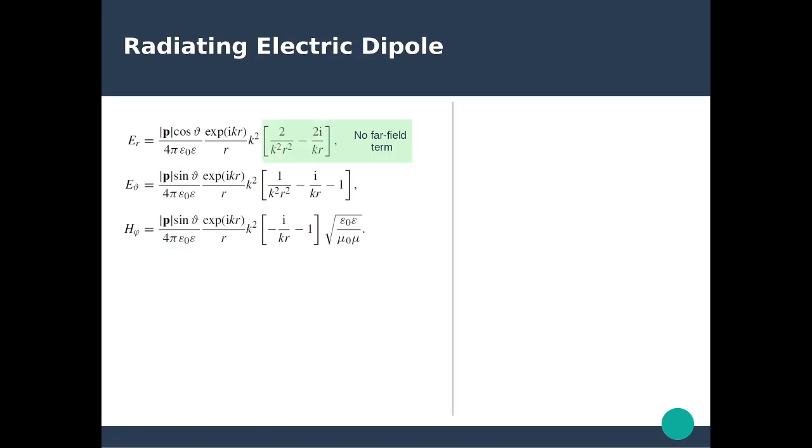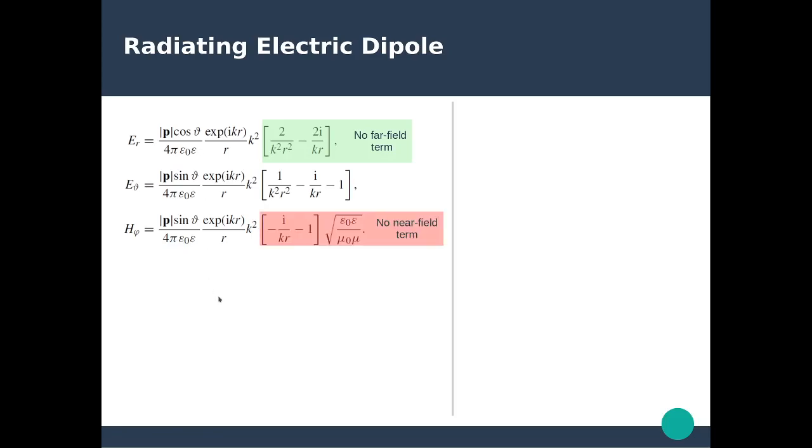So the first one, if you focus on that, you will realize that you have a term which is 1 over r cubed, and then you have 1 over r squared. So basically you have only the near field term and the intermediate term. So the radial component of the electric field does not contain any far field. The far field is absent from this radial component.